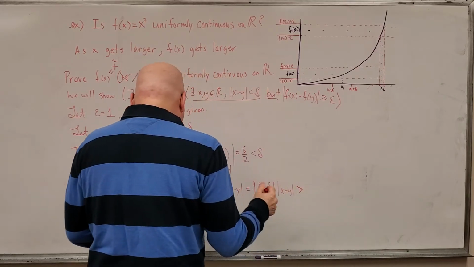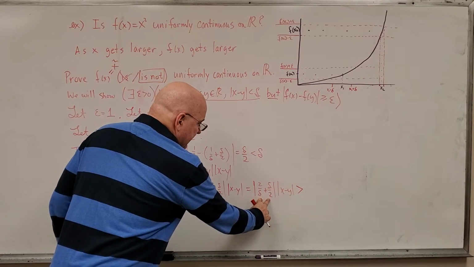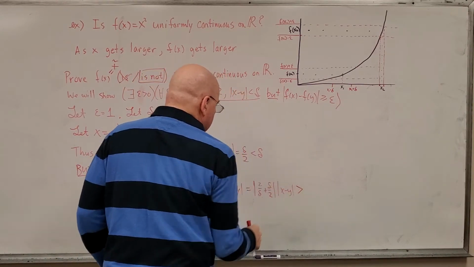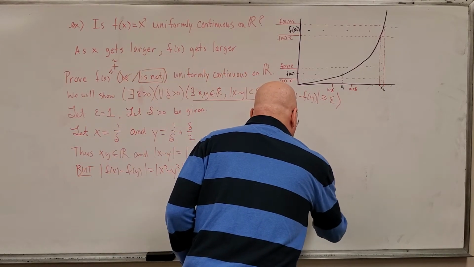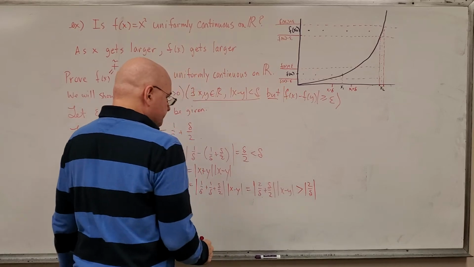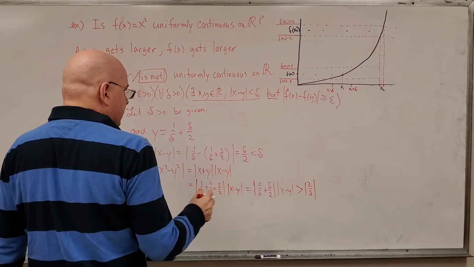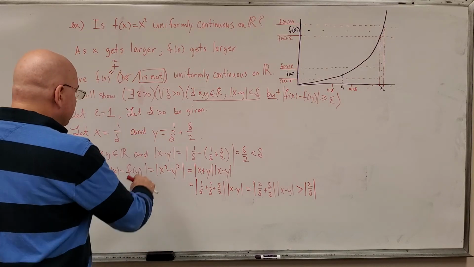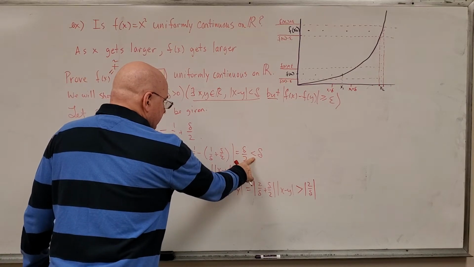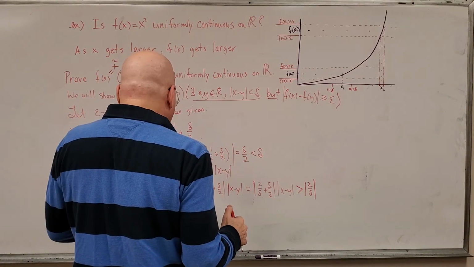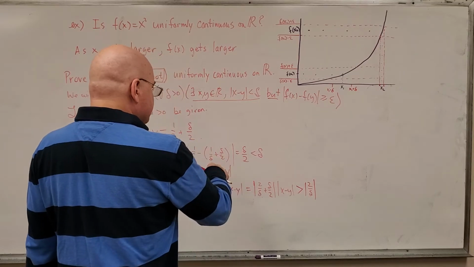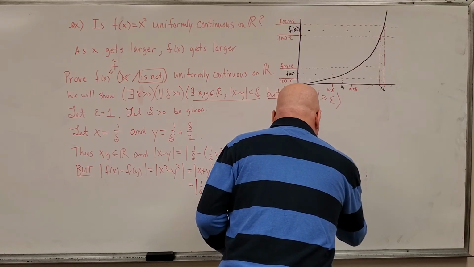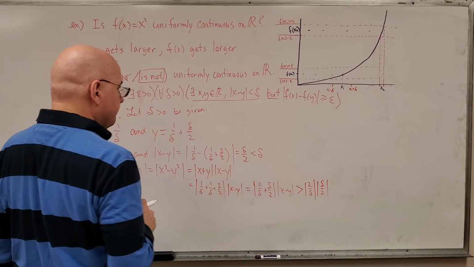That is bigger than if I just, these are two positive numbers being added together inside absolute values. So if I remove one of them, it's going to get smaller. I'm going to call this one just 2 over delta. And now x minus y is limited by, if I want to make it smaller, x minus y is less than delta. Delta is bigger. I'm trying to make it smaller.